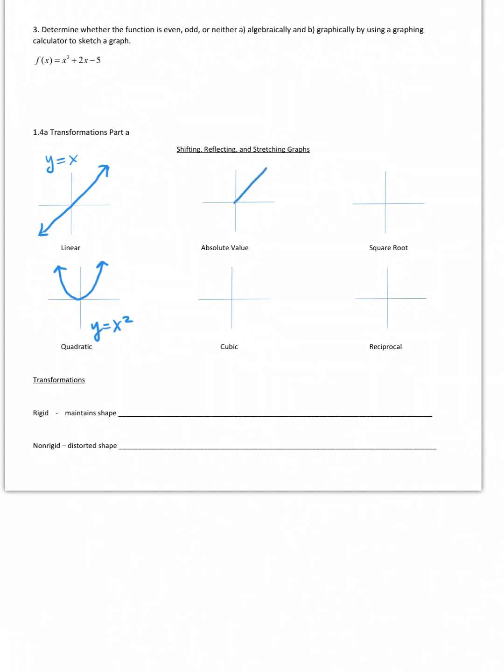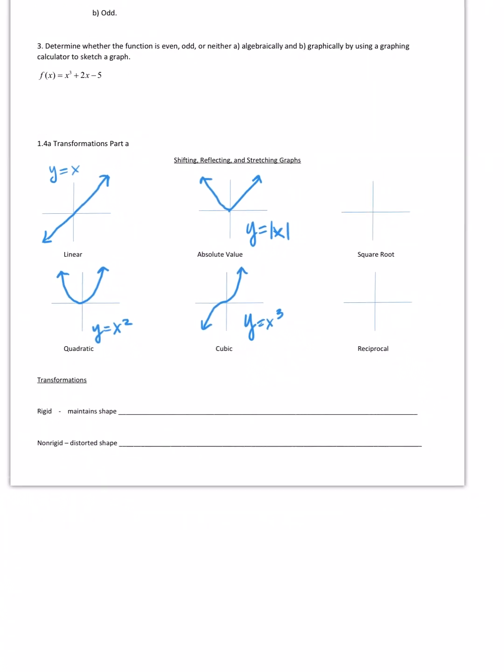Maybe you learned about the absolute value. It makes a V. I know you learned it in Algebra 2. It looks like this: y equals the absolute value of x, in those bars. The cubic function looks like a snake going through the origin. Y equals x cubed. So you're going to need to know these basic shapes, by the way.